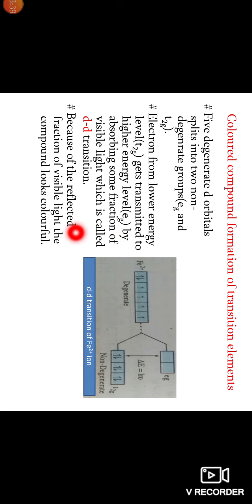Since a fraction of visible light has been absorbed during the d-d transition, the reflected light will be a colorful light, because we know visible light is a combination of seven colors. If some fraction of this color is absorbed during d-d transition, the reflected part will be a colorful one. So transition elements form colored compounds because of their d-d transition.